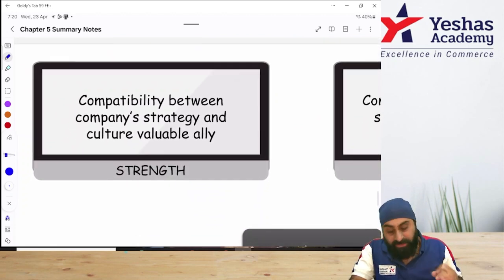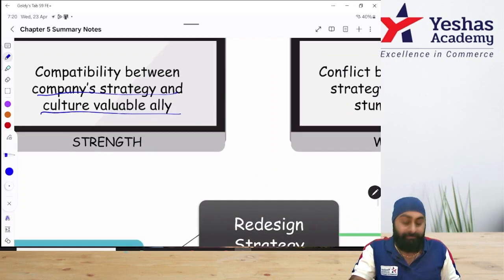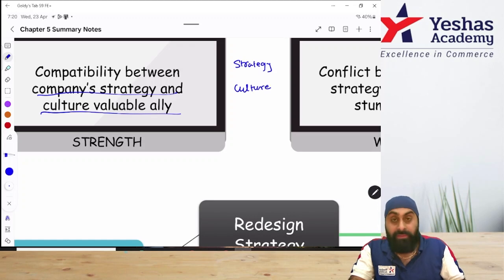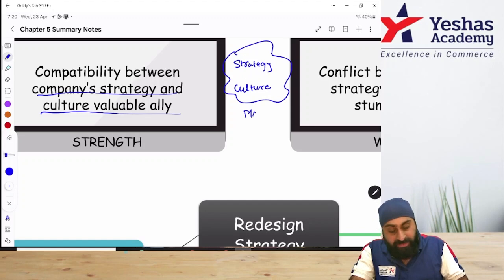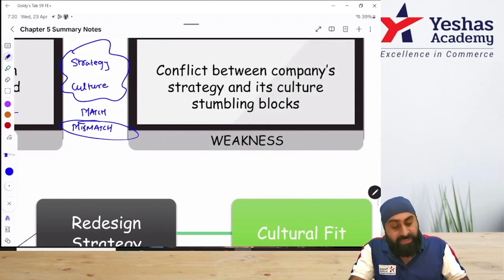Now, when we talk about company strength and culture as a valuable ally, let me just tell you what is happening. You have a strategy and you have a culture. Sometimes these both will match, and sometimes it is going to be a mismatch. The problem arises when it is a mismatch. So, if it's a mismatch, what should you do? There will be conflict between company strategy and its culture, stumbling blocks like weaknesses we need to work on.